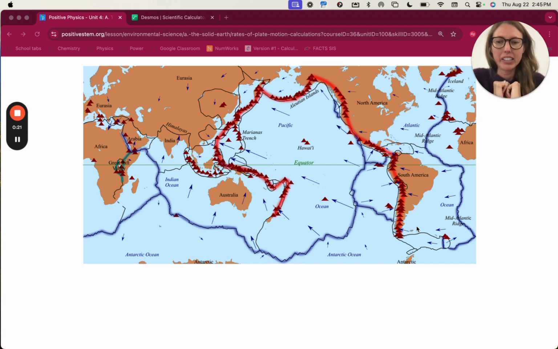The places where the arrows are diverging away from each other are divergent boundaries. And if two plates are moving past each other, it is a transform boundary.